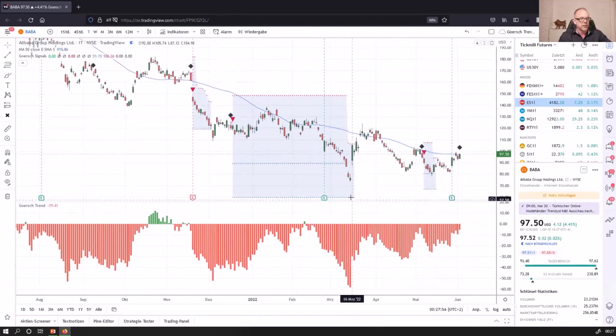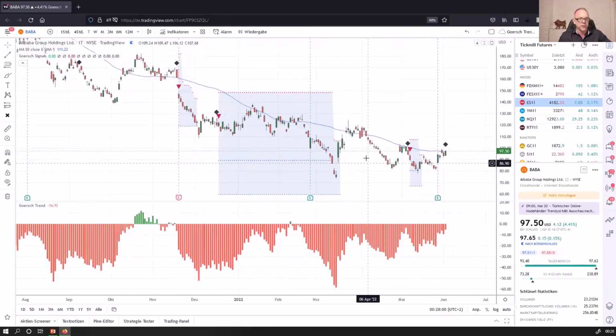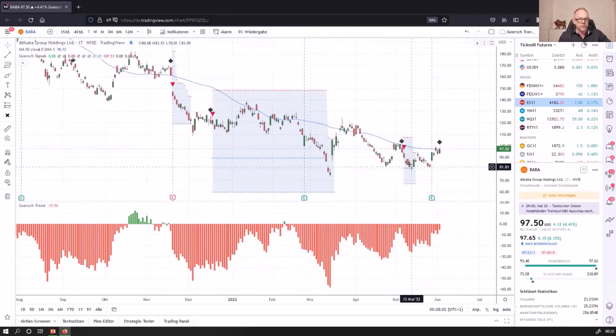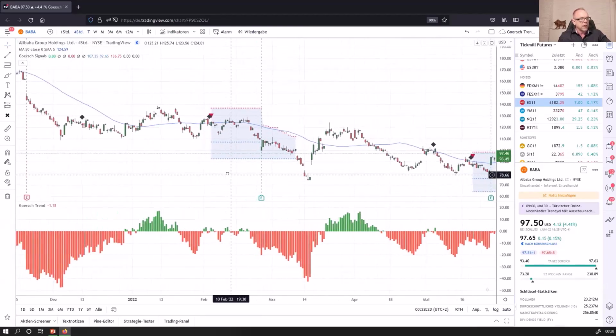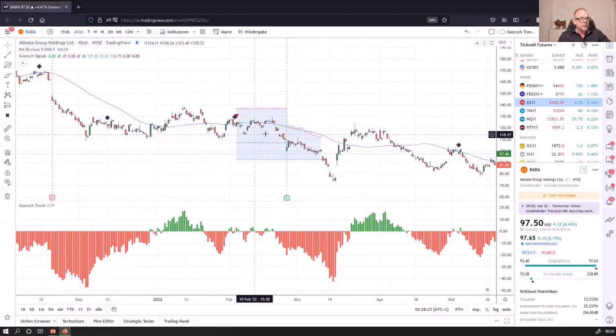The second one was not hit. We got stopped up here with a small profit. And here the same again. First target got hit, and second half got stopped break even. And what we can do now is we can switch it to the 4-hour chart, and you see you get a little bit faster trades.